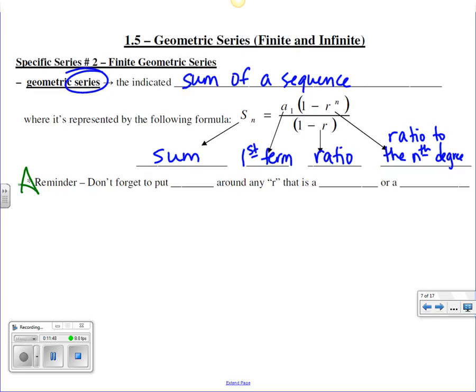Can anybody fill in the reminder? Good. Put parentheses. Good. Around any R that is a negative. Nope. Fraction.